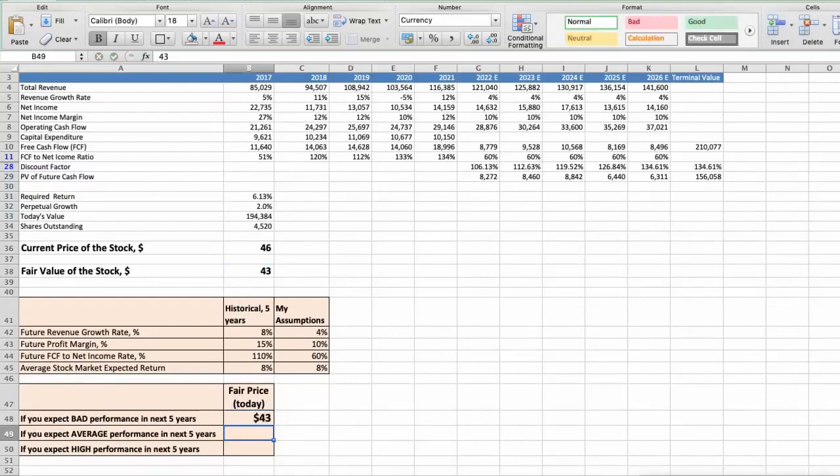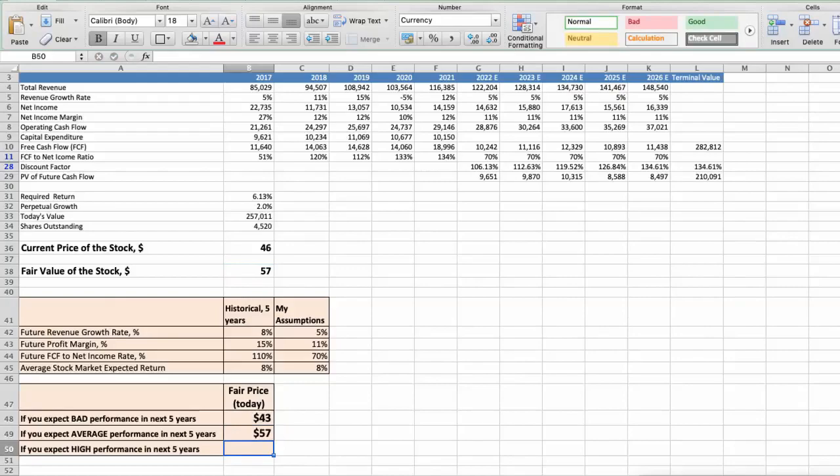Second scenario. Comcast will have average performance in next 5 years, and we will use the following parameters in our calculation. Future revenue growth rate would be average, 5%. Future profit margin would be average, 11%. Future free cash flow to net income rate would be average, 70%. In this case, the fair value of the stock today would be $57.